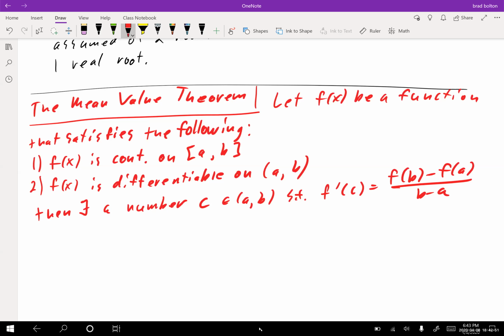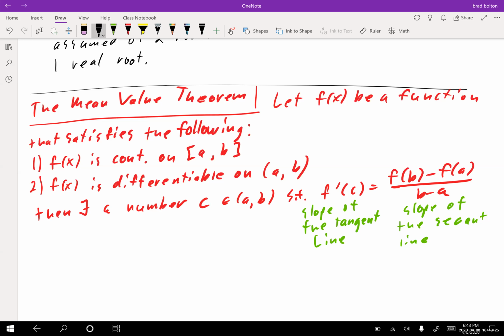It says if you give me that it's a continuous function and that it's differentiable on an open interval, then I know there must exist some c in (a, b) such that f prime of c is equal to f of b minus f of a all over b minus a. But now remember, what is f prime of c? This is the slope of the tangent line. And this is the slope of the secant line.